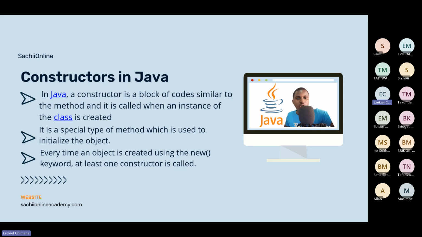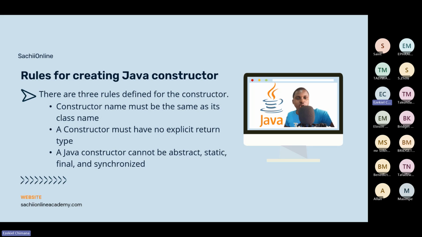So every time an object is created using the new keyword, at least one constructor is called. That is something which is always happening. Whenever you create an object, a constructor is going to be executed. And that constructor, you might not define it, but Java will do it for you. So every time you create an object in Java, you need to know that there's a method called a constructor which is going to run. And that one is called a default constructor.